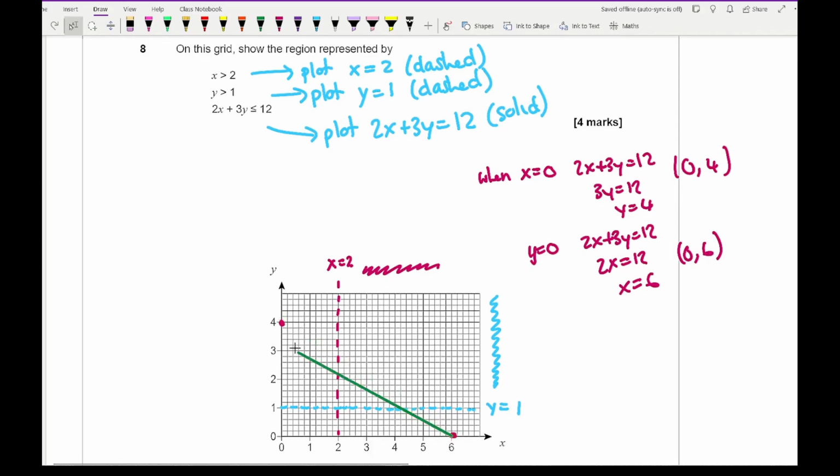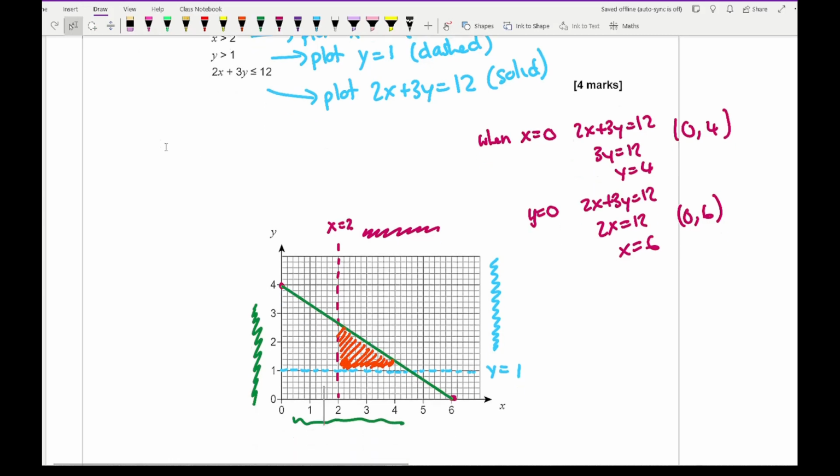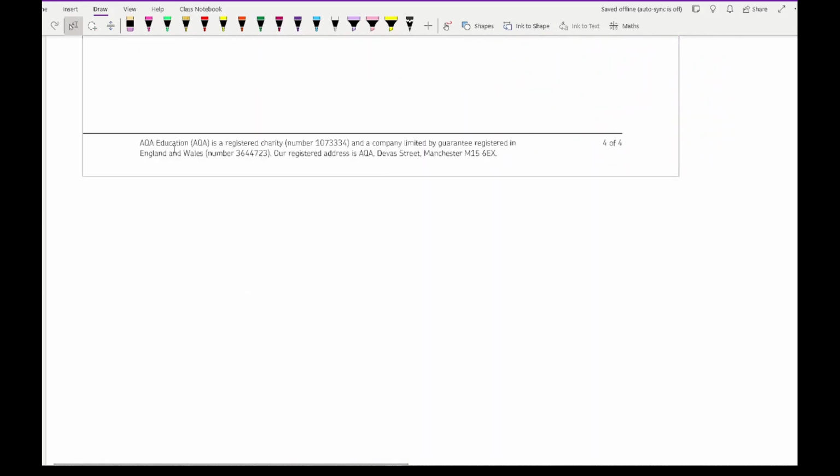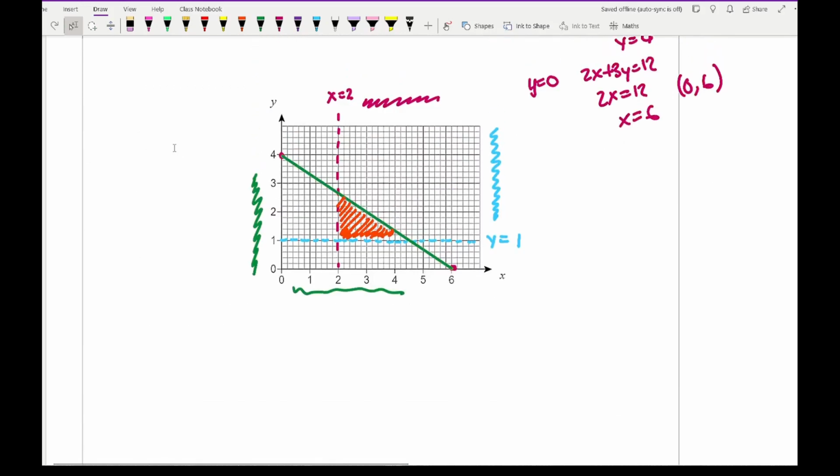I'm going to draw this one up like so. Because I want the area below that line, I'm wanting this bit here. Now the region that satisfies all of those is going to be this little triangle here, and that's where I've answered the question. It is important that your lines are dashed for the vertical and horizontal lines, and a solid line for your diagonal line, but that's the region that we are wanting. And that concludes this topic test.